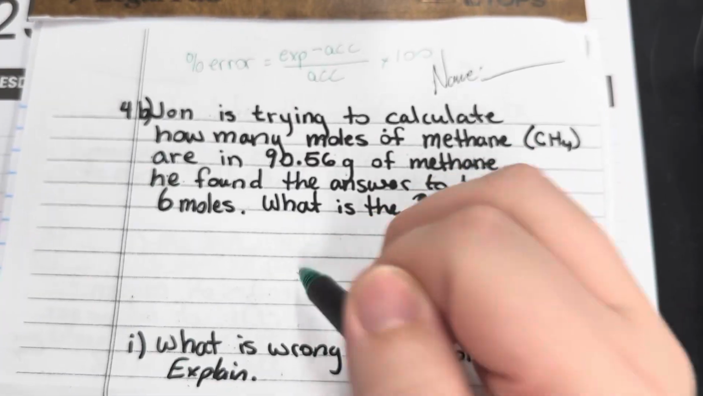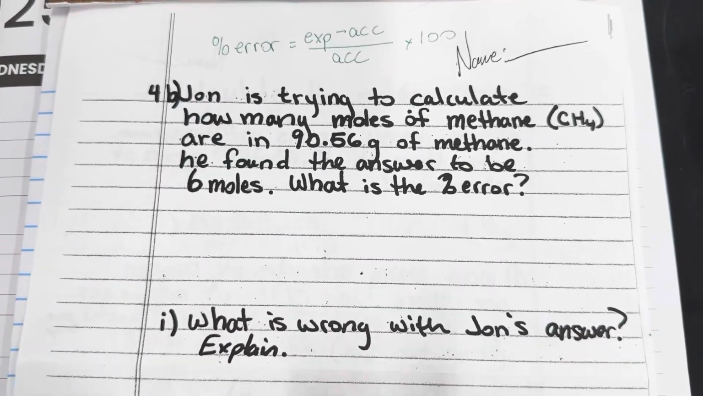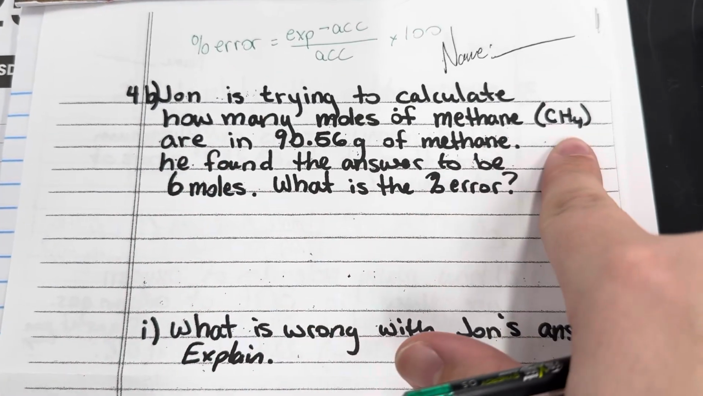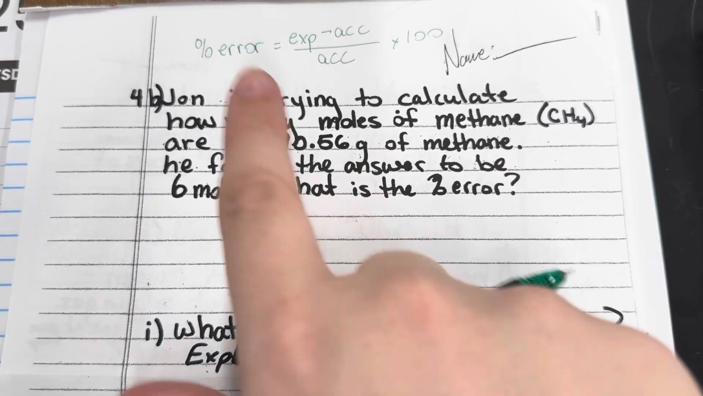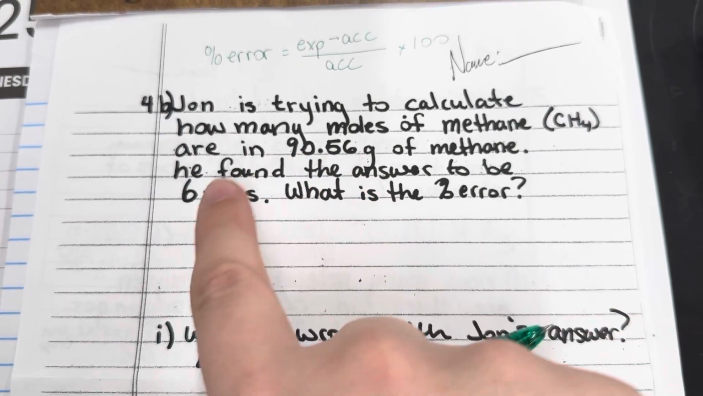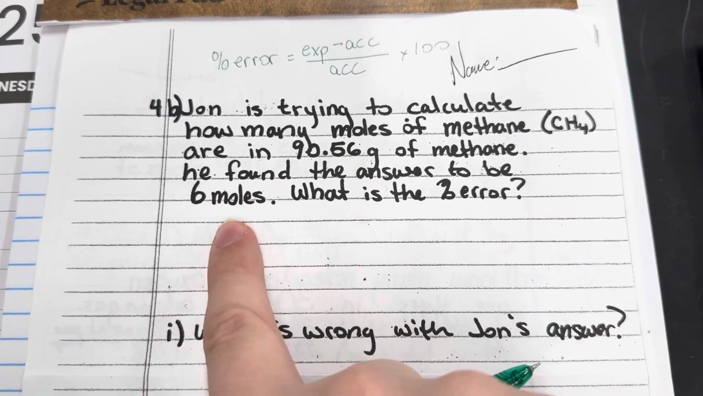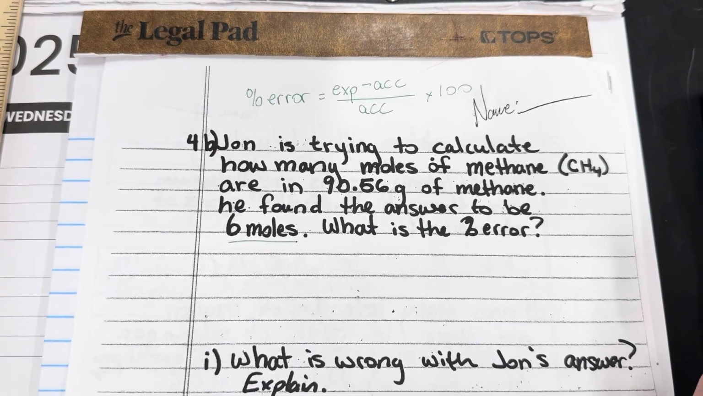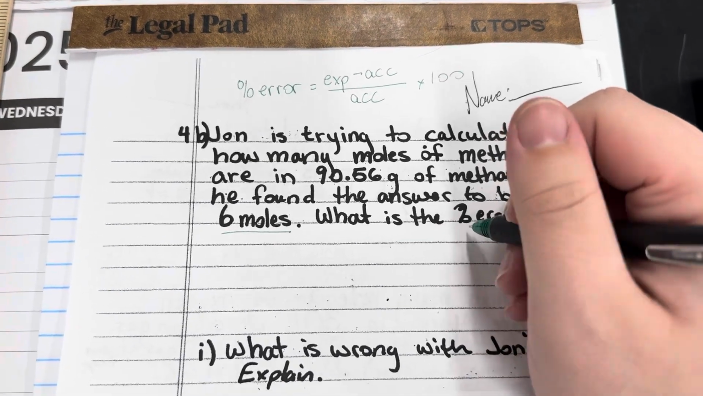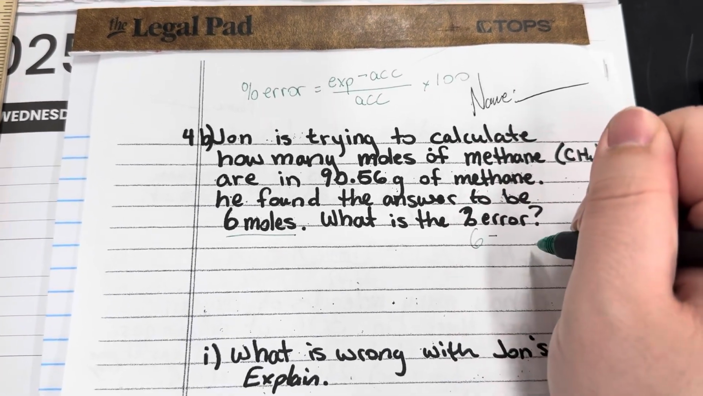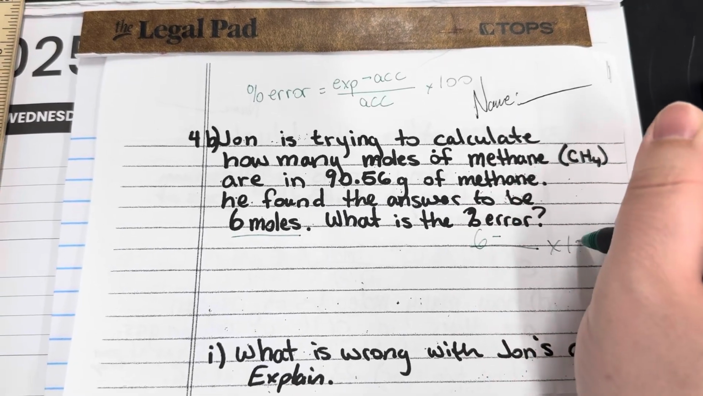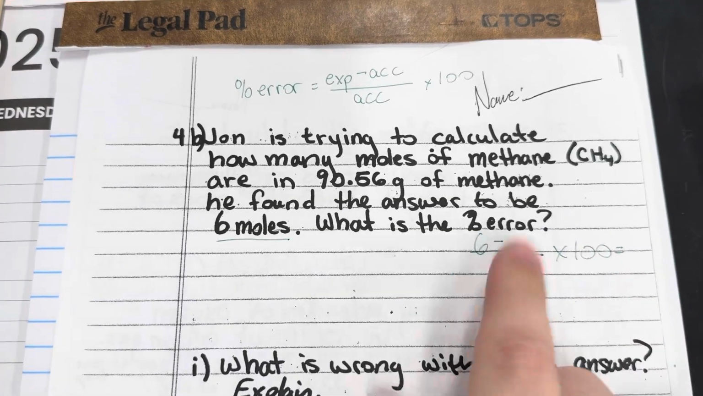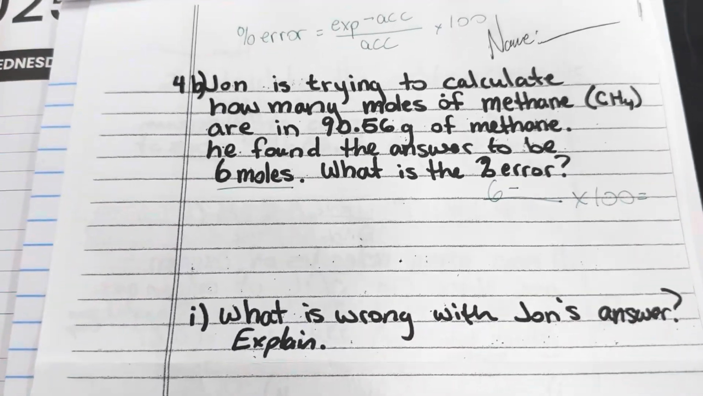Alrighty. So here, what we're going to do is we're going to read this through, make sure we understand the whole thing. So they're calculating how many moles of methane are in this many grams. So John already calculated. He found his answer to be 6 moles. Okay? So this is what his experimental value is. So if we want to put this to the side, 6 minus something divided by something times 100 is going to be our percent error. Okay? We don't know what that something is because we have to calculate it.